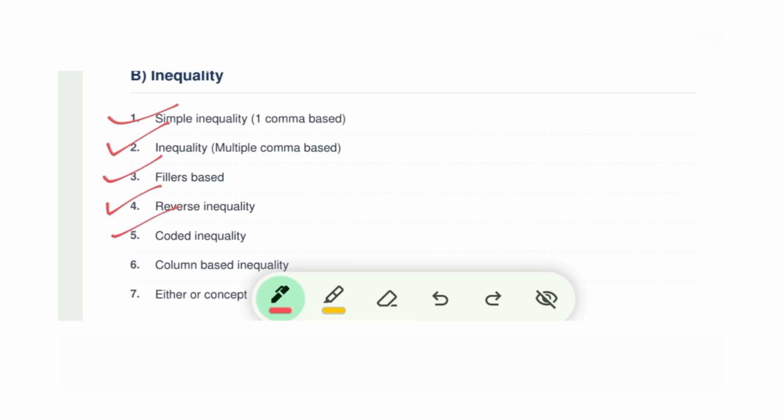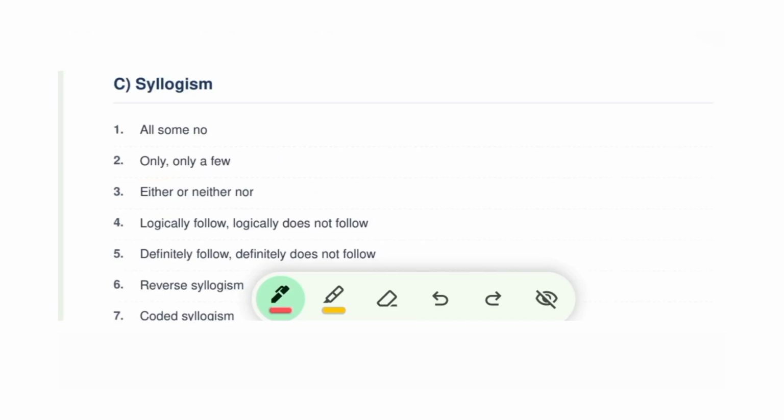Then seventh is a concept, the either-or concept. You can say this subtopic contains the either-or concept, when the conclusion is indefinite, like you can't say definitely whether it follows or not. There is half information, so you can't say this is wrong, but in either-or it can be true. So these are the seven types. The third topic is syllogism.